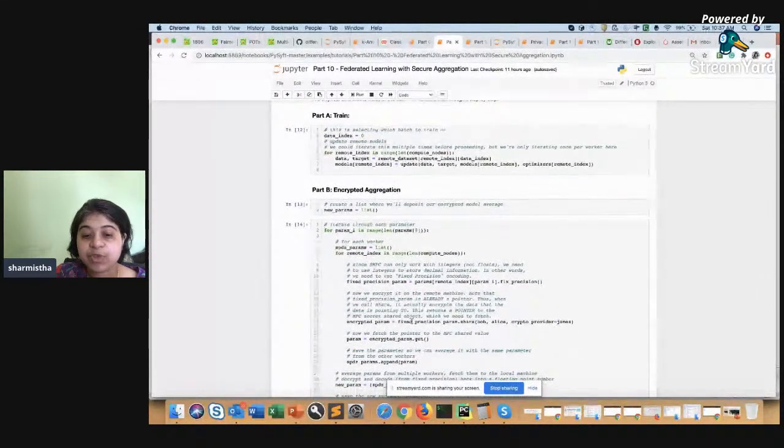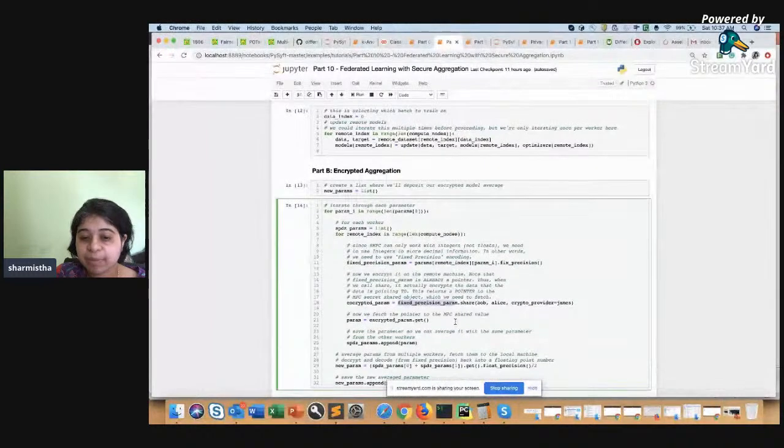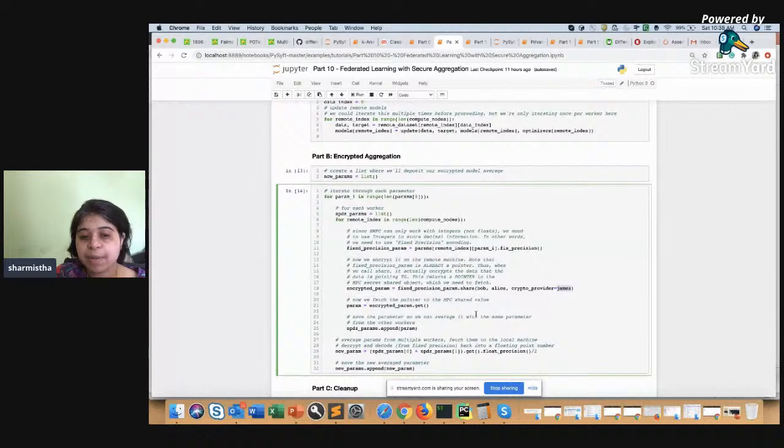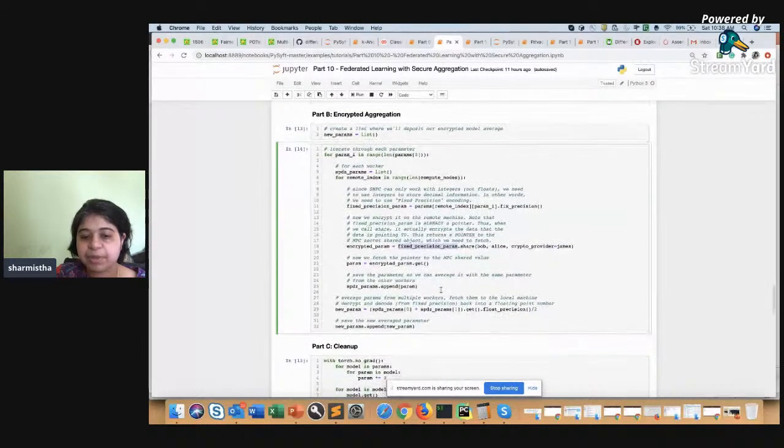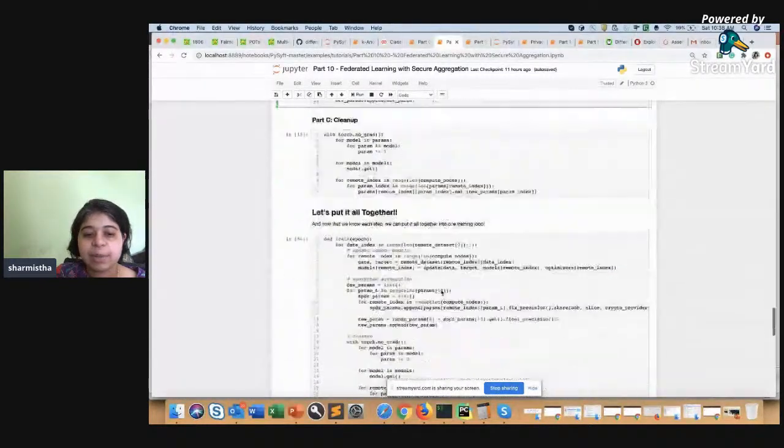And why do we use fixed precision? Because in multi-party communication, fixed precision handles the floating point. When we share a secret, or when James is sharing the secret key to encrypt, that does not work with floating point numbers. So we have to use fixed precision, and that will convert them to integers. That is the reason for using fixed precision params. And once done, it will clean up.